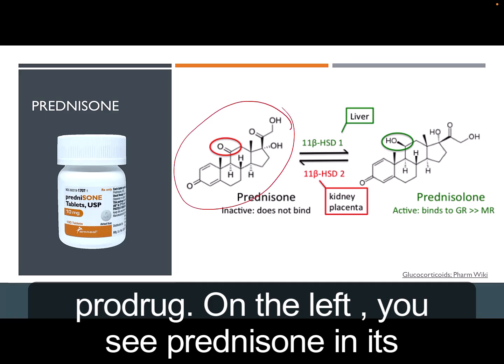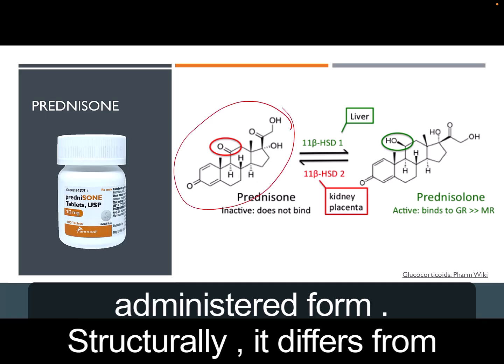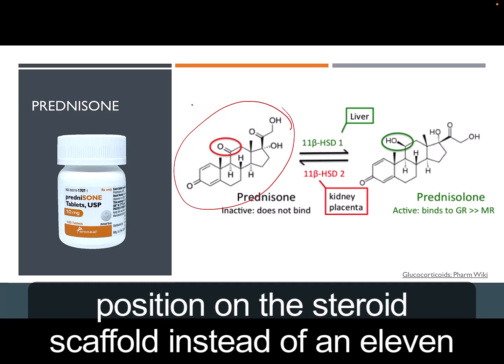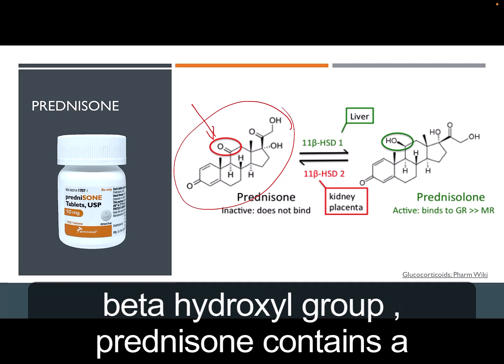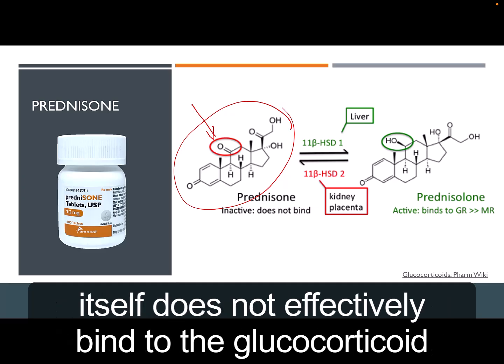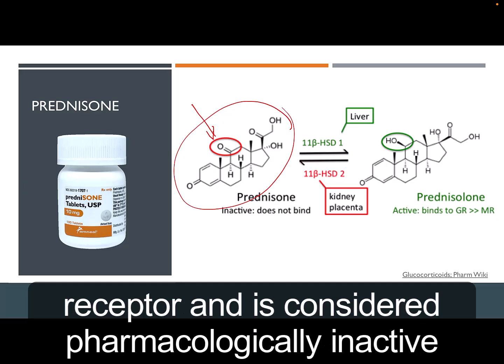On the left, you see prednisone in its administered form. Structurally, it differs from active glucocorticoids at a critical position, the 11 position, on the steroid scaffold. Instead of an 11-beta hydroxyl group, prednisone contains a carbonyl, shown here in red. Because of this, prednisone itself does not effectively bind to the glucocorticoid receptor and is considered pharmacologically inactive.